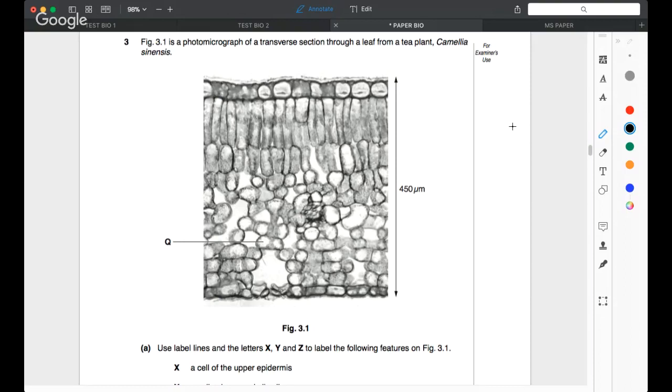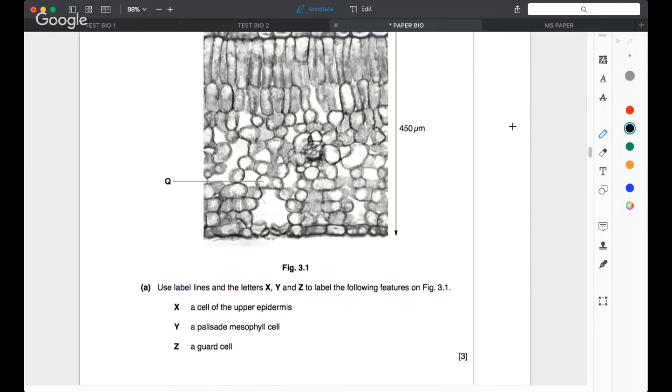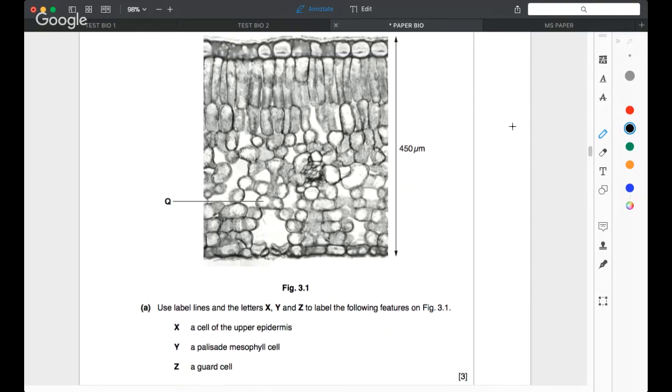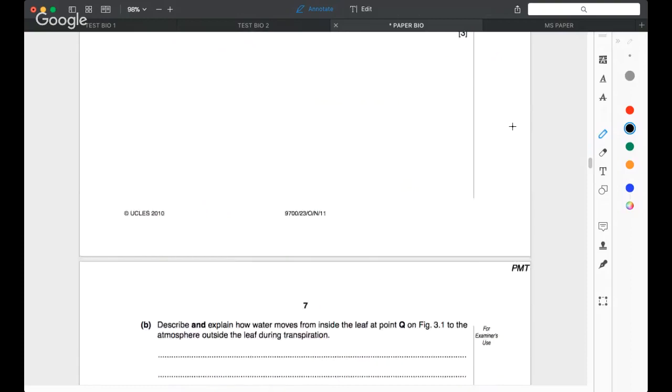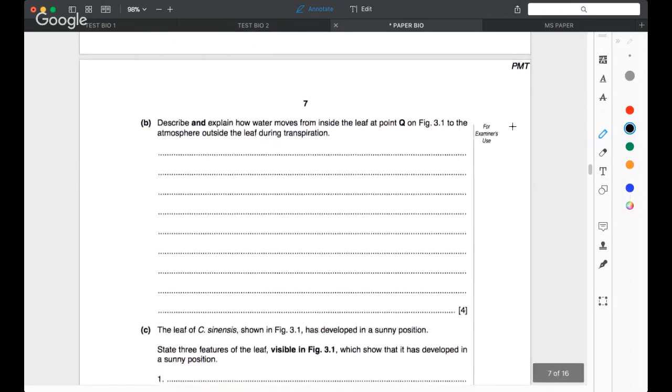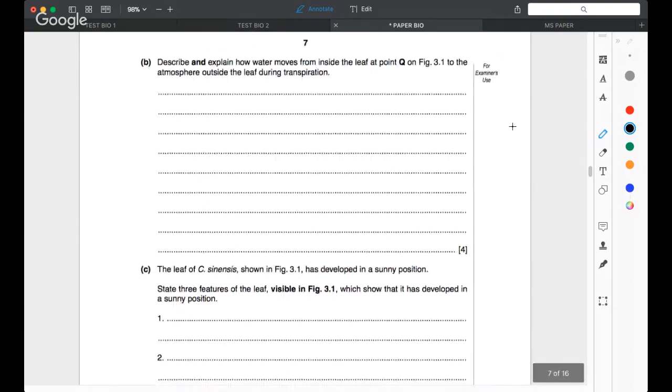Good. So use label lines, letters X, Y, and Z for the features. Okay, you said cellular epidermis. We talked about Palisade and mesophyll. Guard cell? It's the curvy one on the stomata. Yeah, good. You want to do this one?